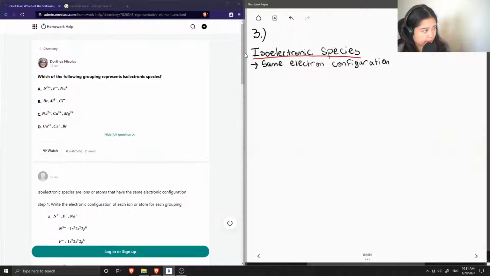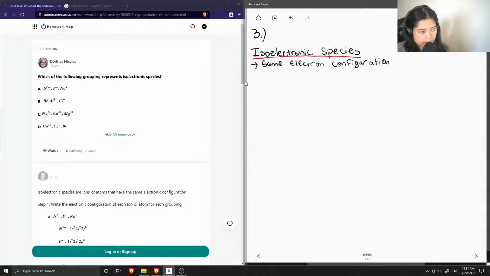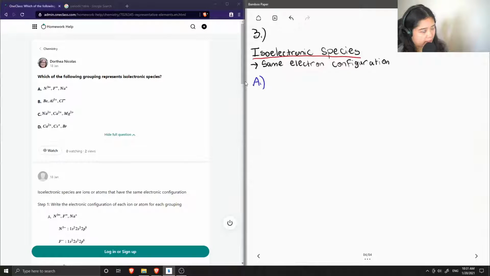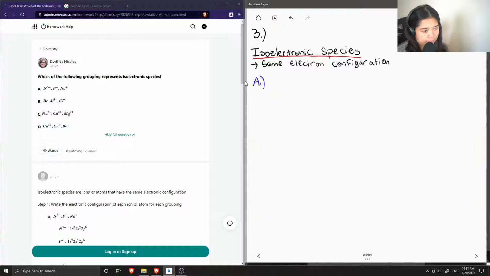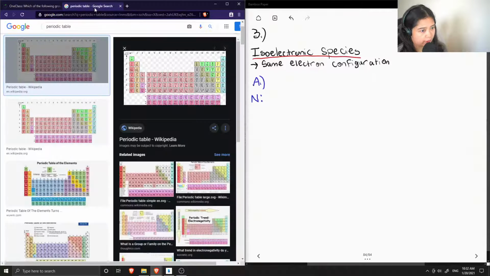To answer this question, they give us a variety of ions and also an atom in its ground state. What we need to do is find out all of their electron configurations and then see which ones give the same configuration. So let's do the first example. For part A, we have N3-, F-, and Na+. So let's look at nitrogen that has a 3- charge. The first thing I like to do is find the electron configuration of nitrogen in its ground state first.